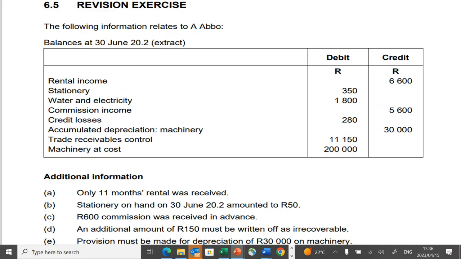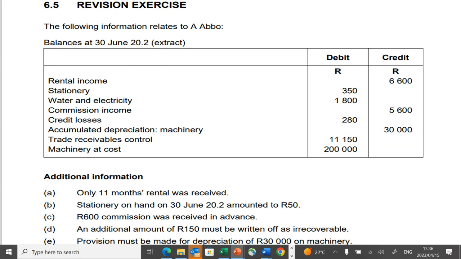30,000. We have trade receivable control of 11,150. And we also have machinery at cost of 200,000. Additional information, which means this extract is coming from what? From a pre-adjustment trial balance before considering the additional information. Now we have additional information.